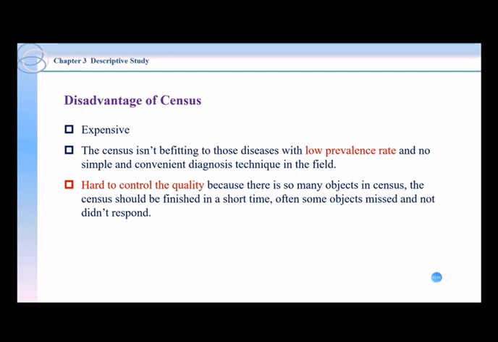And it's very hard to control the quality because there are so many subjects in a census, and usually the census should be finished in a short time, and some subjects might be missed and not reply.